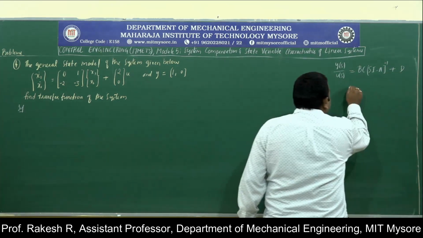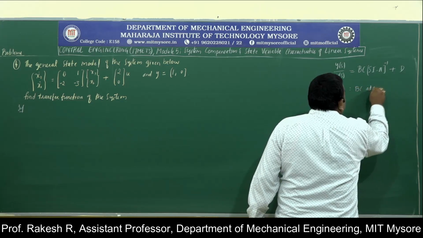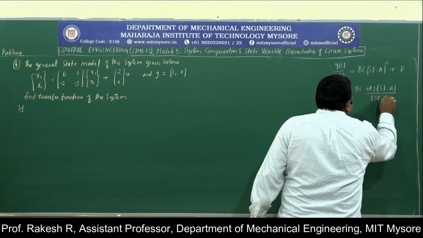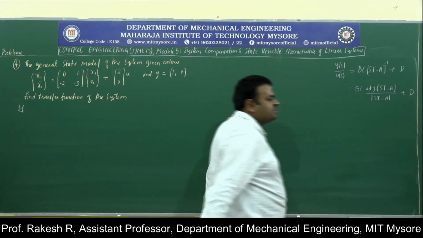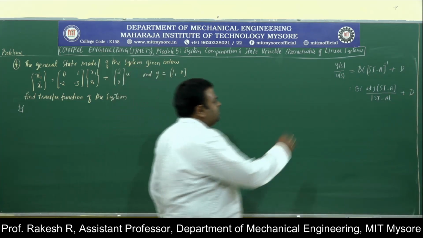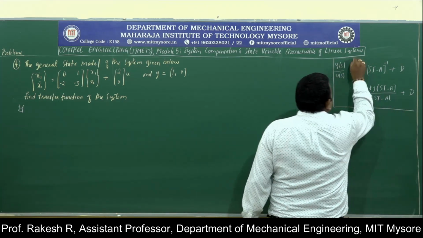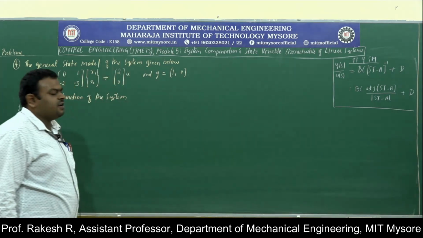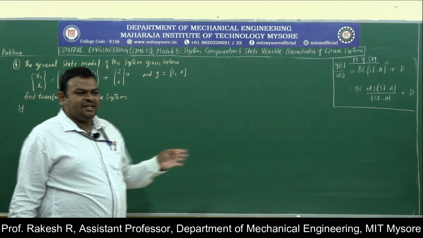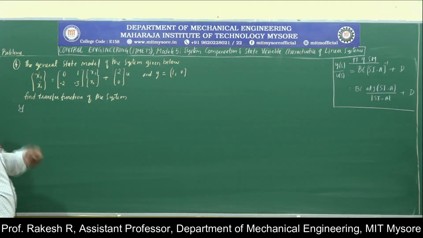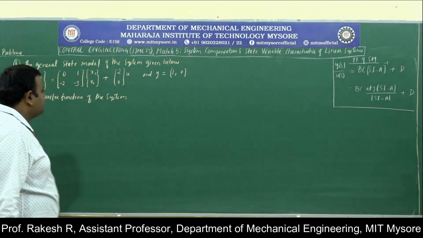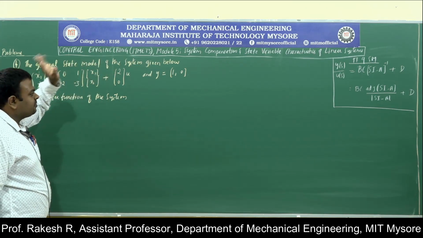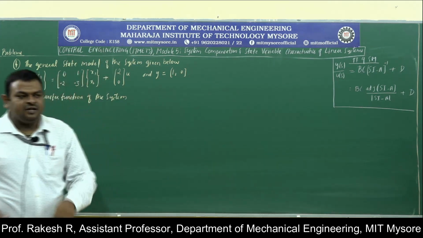So what is the inverse of the matrix? The inverse of the matrix is nothing but the adjoint of (sI minus A) divided by the determinant of (sI minus A). So this is the formula to find out the transfer function of the state model. Let us calculate what are B, C and D first in the given question. That means you have to extract the values of B, C and D. This is in the form of x dot is equal to Ax plus Bu and y is equal to Cx plus Du.